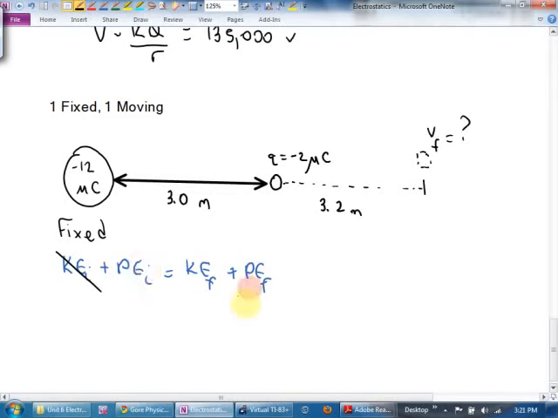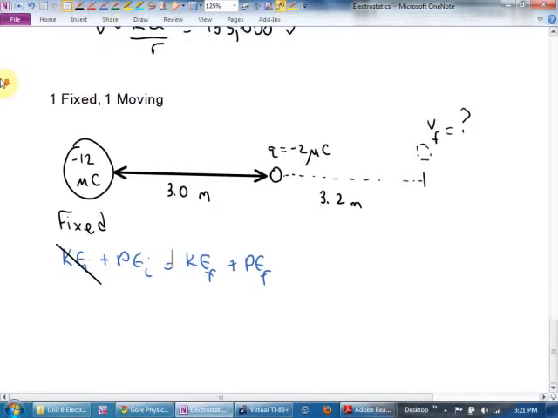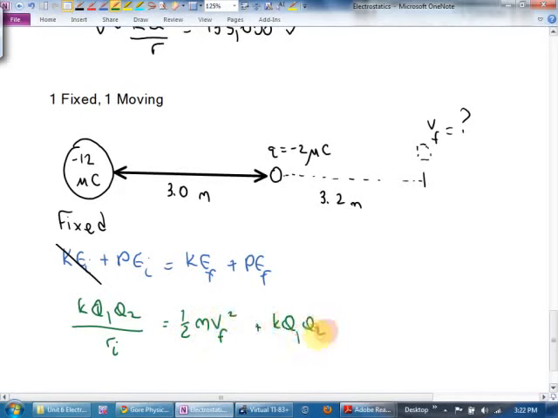Well, let's actually write out the equation first, Mr. Duick, so that we don't panic our brains. What is potential energy between two charges? I would go KQ1 Q2 over R initial equals a half MV final squared plus KQ1 Q2 all over R final.